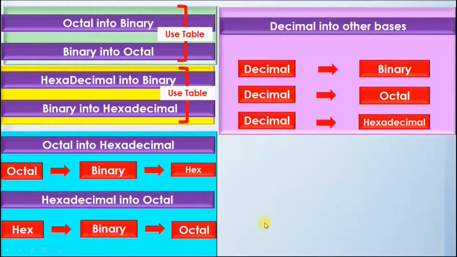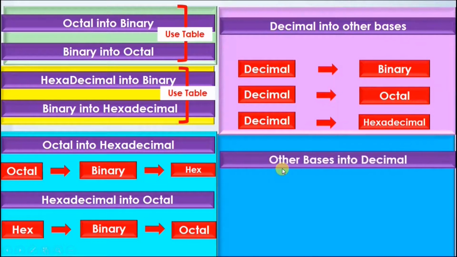So now we have seen how to convert decimal into other bases using whole numbers, floating point numbers, as well as a number that has a whole part and a fractional part. In the next section, we will see how to convert other bases into decimal.